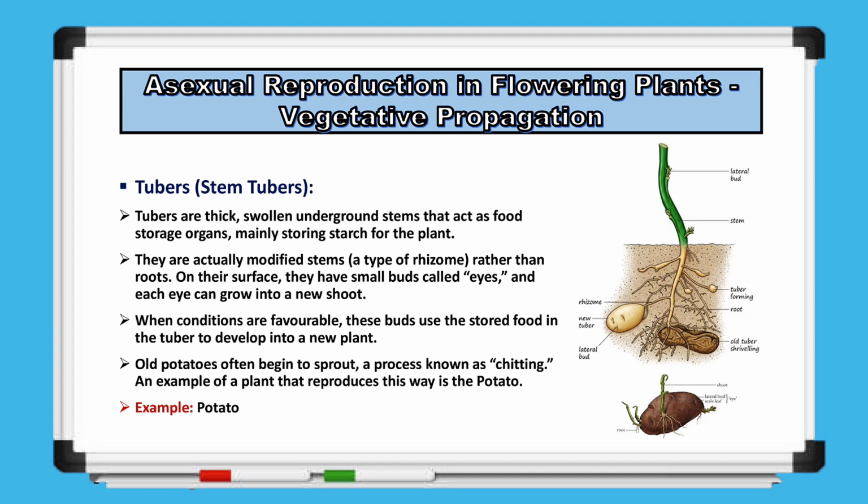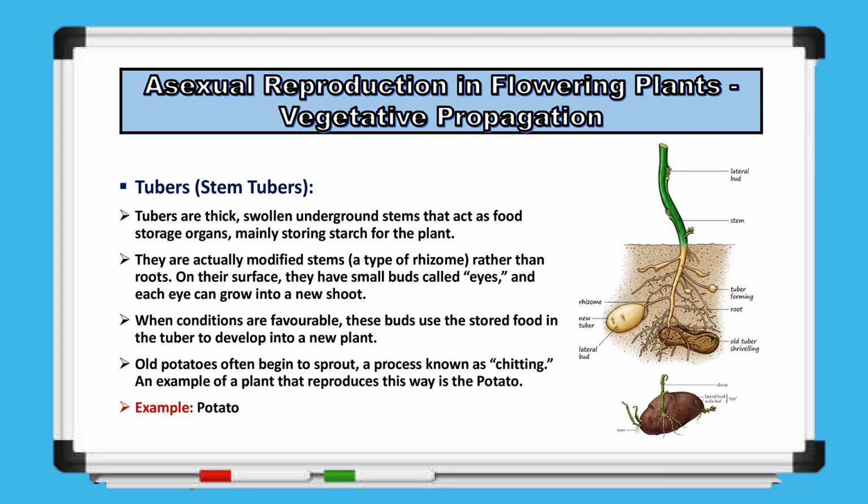Tubers are thickened, swollen underground stems that store food, primarily starch, for the plant. They are modified stems rather than roots. On the surface of a tuber, there are small buds called eyes, and each eye has the potential to grow into a new shoot. When conditions are favorable, these buds use the nutrients stored in the tuber to develop into a new plant. A common example of this type of asexual reproduction is the potato, where old tubers often begin to sprout, a process known as chitting.